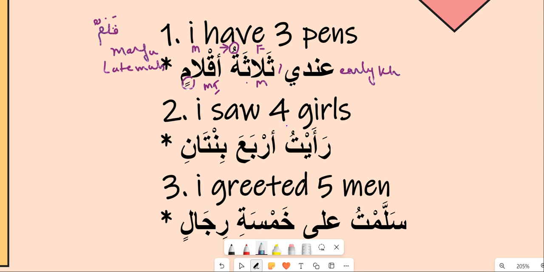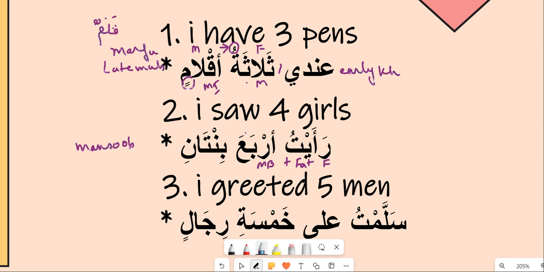Now, this is: I saw 4 girls. رأيت, fail and file. What do we have after fail and file? We have maful bihi. And maful bihi falls in mansub case, right? We have our mansub case. So that's how you do the irab of the numbers. Fail, file, and maful bihi. We have the number in maful bihi case.